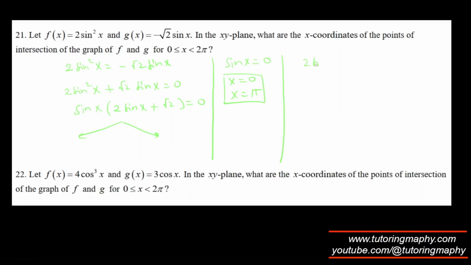or 2 sine x plus root 2 is equal to 0, which means that 2 sine x is equal to negative root 2, which means that sine x is negative root 2 over 2, which means that x is equal to, the reference angle is pi over 4, so I need the angles in quadrant 3 and quadrant 4, which means that pi plus pi over 4, which is 5 pi over 4, and 2 pi minus pi over 4, which is 7 pi over 4. So these two are the solutions.